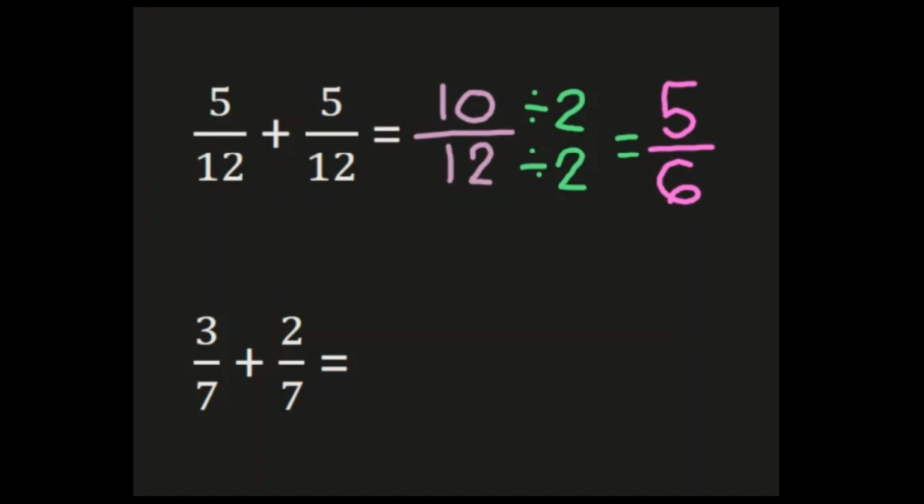Then we have 3/7 plus 2/7. So we're going to add our numerators. 3 plus 2 is 5, and our denominator of 7 remains 7. So our sum is 5/7. And we need to ask ourselves, can we simplify? 5 and 7 don't share any common factors, so we can't simplify. So 5/7 is our answer.